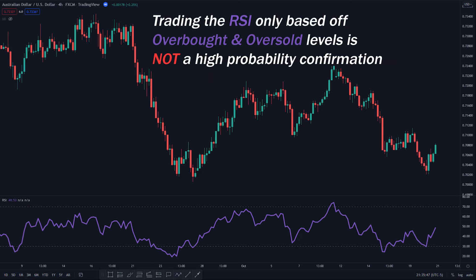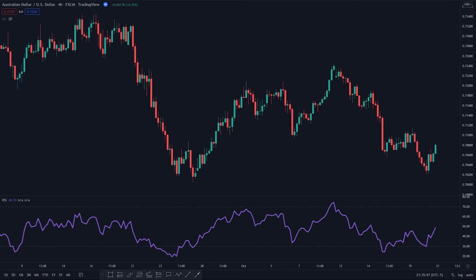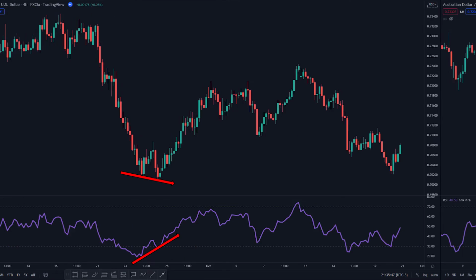However, trading the RSI only based on overbought and oversold levels is not a high accuracy confirmation, as there are many times where this indicator will give us false entry signals. Thereby, we should not trade based just on this theory. There is a much greater way to use this indicator when just focusing on overbought and oversold levels. This method is called divergence.